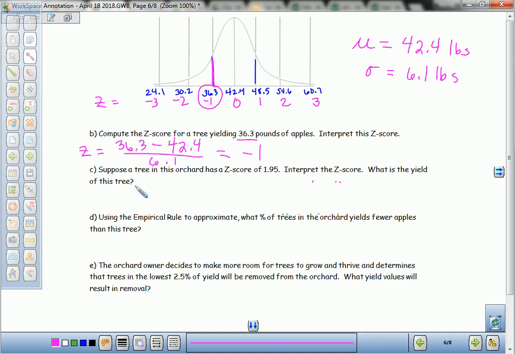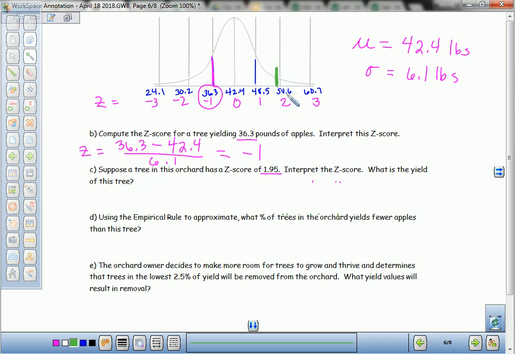All right, now, let's go the other way. Let's say we have a tree that has a z-score of 1.95. That means we're close to 2 standard deviations above the mean, aren't we? Let's change the color. I'll make it green. So 1.95 would be really close to this, wouldn't it?